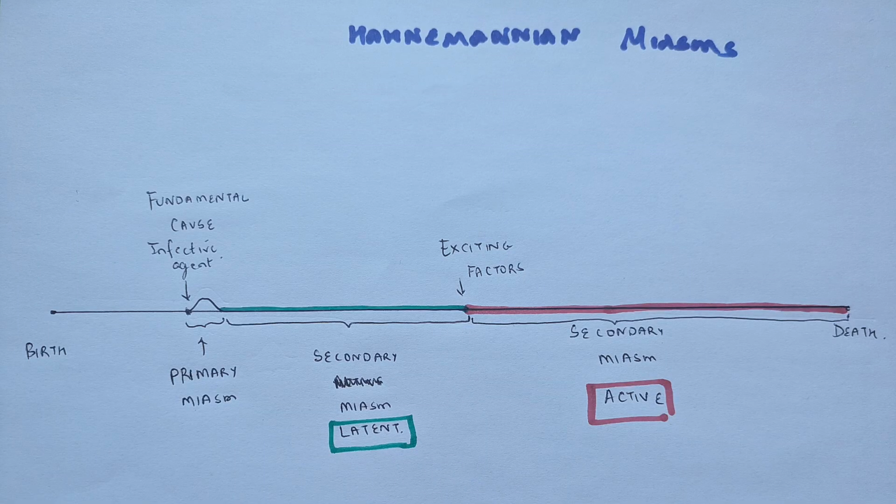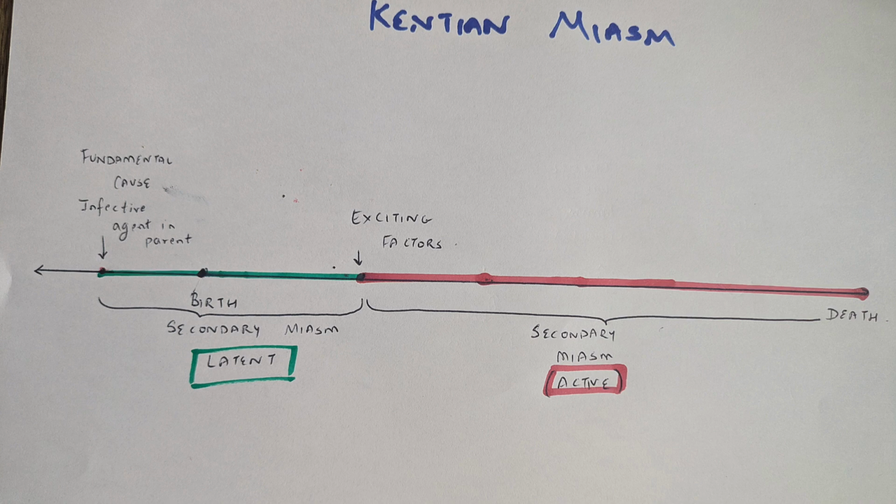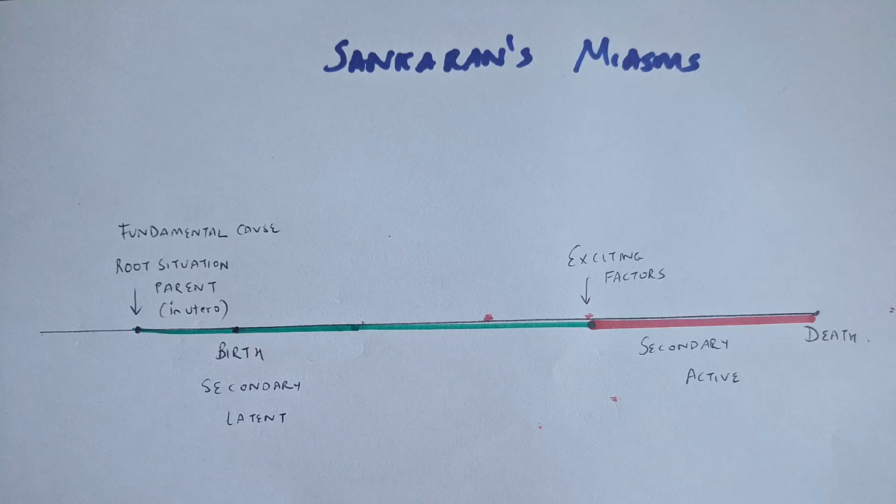Now, you have to remember that Sankaran was a Hahnemannian and Kentian homeopath to start with, but he further expanded the Hahnemannian and Kentian miasmatic definitions. So, I'll summarize. Hahnemann proposed that the fundamental cause of chronic miasmatic disease is some sort of an infective agent in the past history. Kent expanded it and proposed the fundamental cause of chronic miasmatic disease is a predisposition that is inherited. So you could have an infection in the parent, but the child inherits the secondary miasmatic patterns and predispositions. Now, Sankaran proposed that the fundamental cause of a chronic miasmatic disease is some sort of a situation.